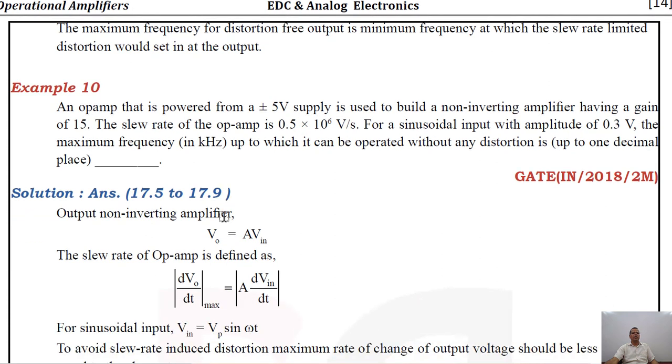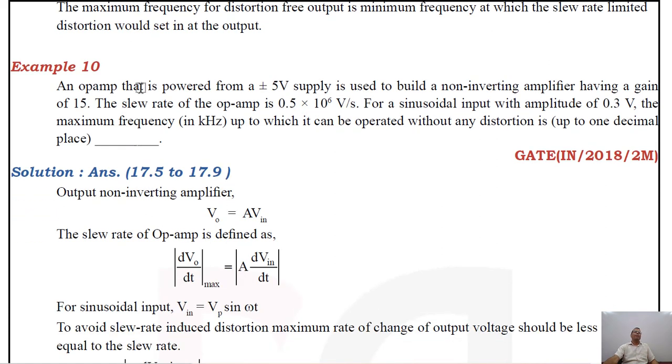Now let us see another example. An op-amp that is powered from a plus minus 5 volt supply is used to build a non-inverting amplifier having a gain of 15. Fine. The slew rate of the op-amp is 0.5 into 10 to the power 6 volt per second. Normally slew rate is given in volt per microsecond. So here it is given in volt per second. For a sinusoidal input with an amplitude of 0.3 volt, find the maximum frequency up to which it can be operated without any distortion.